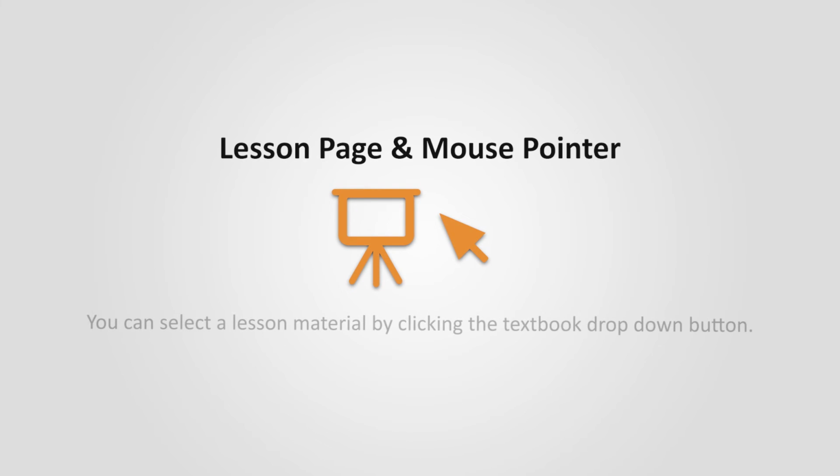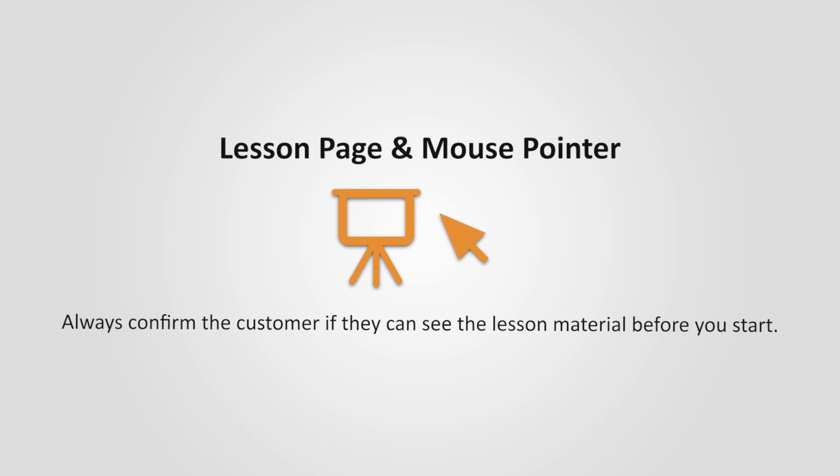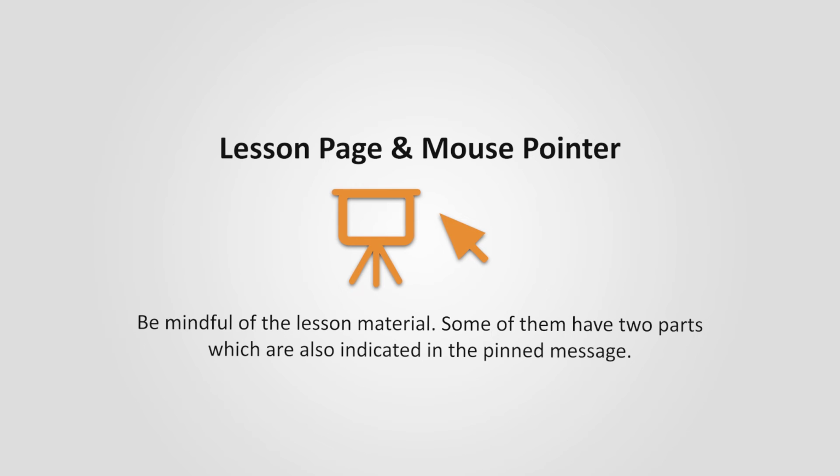Lesson page and mouse pointer. You can select a lesson material by clicking the textbook drop-down button. Always confirm the customer if they can see the lesson material before you start. Be mindful of the lesson material because some of them have two parts which are also indicated in the pinned message.